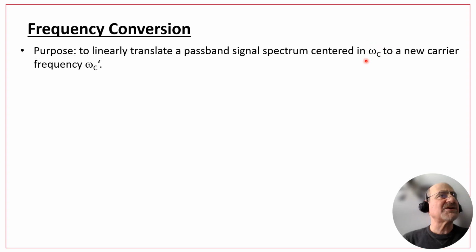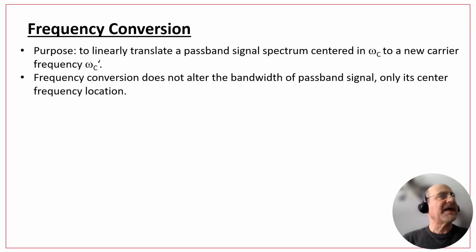So the initial carrier frequency we call omega c, and the target or final carrier frequency we call omega c prime. And frequency conversion is a linear process. That means it's a linear translation of the spectrum. There is no change in the bandwidth of the signal, only its center frequency location.